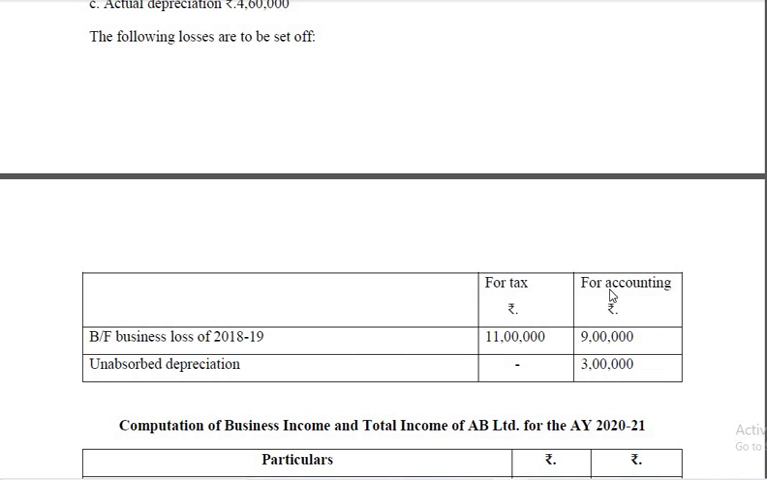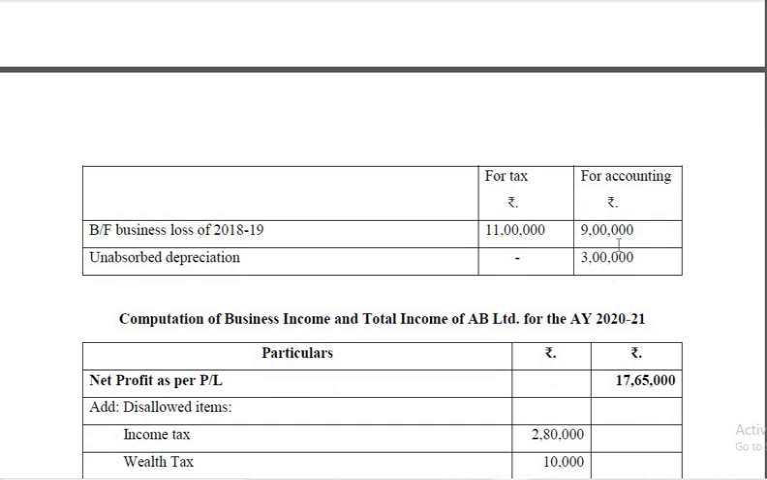In the case of computation of book profit, of the two, brought forward business loss of previous years 9 lakh or unabsorbed depreciation of earlier years 3 lakh, whichever is less, that is deductible from the net profit while computing book profit. Whereas these 11 lakh brought forward business loss should be deducted from the business income. If there is enough business income, from that you can deduct the 11 lakh. If not, that can be carried forward.